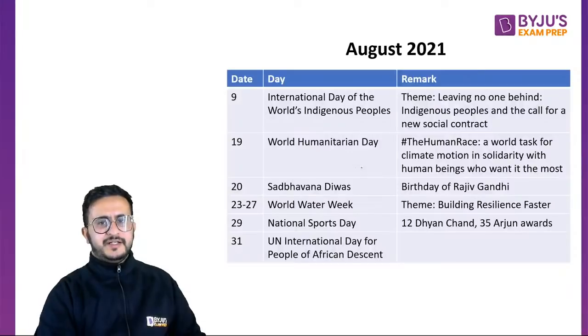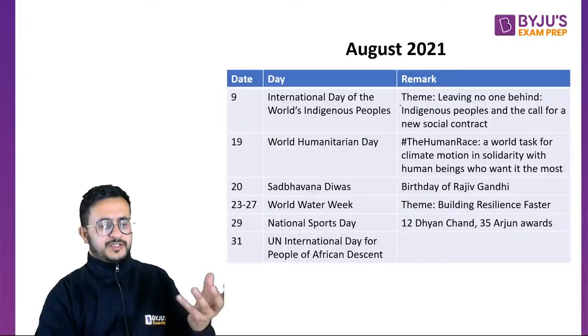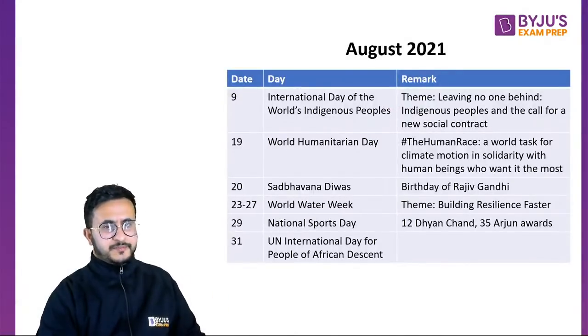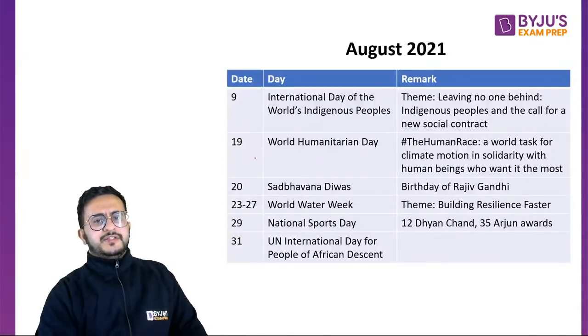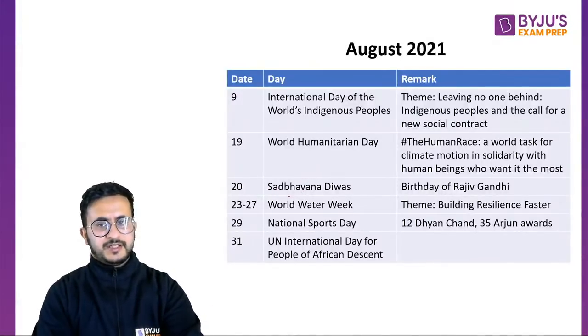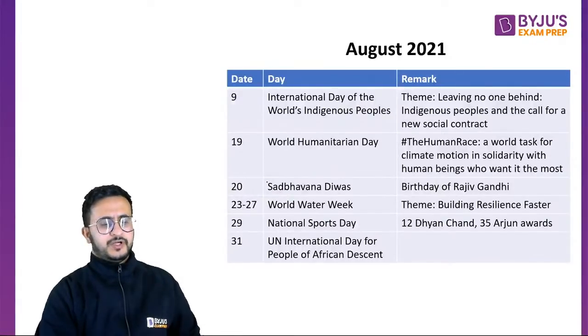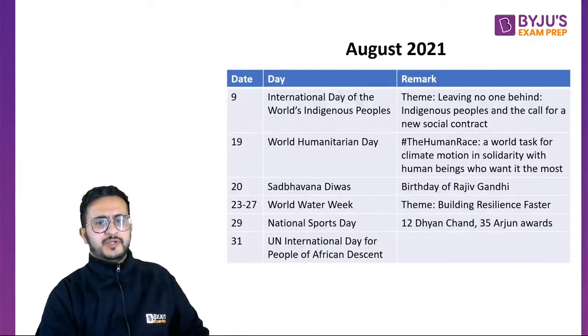So on 9th of August, you had International Day for the World's Indigenous People, and I've given the themes of these. So just go through the themes, right? That will help you. Okay. World Humanitarian Day. The theme was hashtag The Human Race, a world task for climate motion in solidarity with human beings who need it the most. Okay, so on 20th of August every year we have Sadbhavna Divas. It is observed as the birthday of Rajiv Gandhi, who was then the youngest Prime Minister of India.